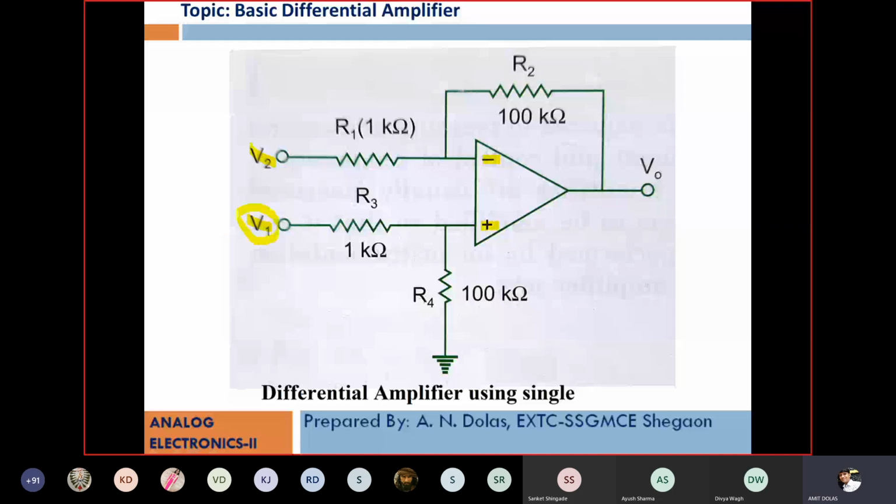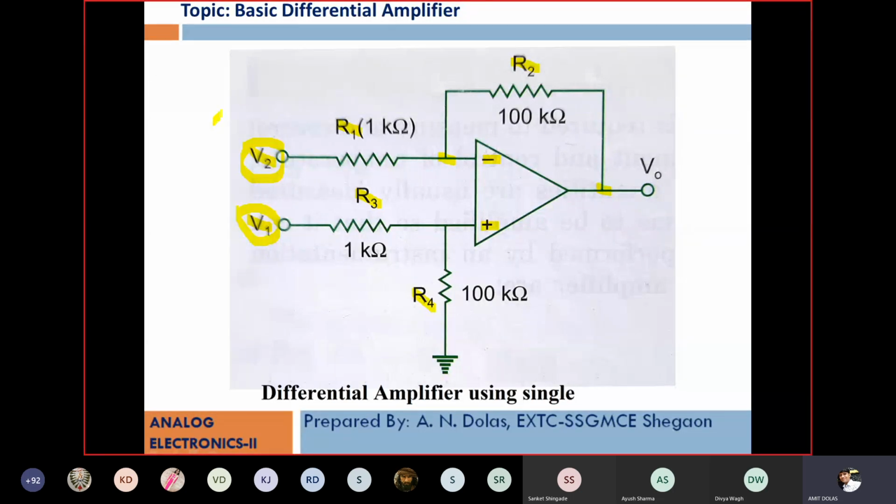Applied voltage to non-inverting minus applied voltage to inverting. Now you can see some values are there. Forget about values right now. There are several resistances, out of which R2 is connected in the feedback, R1 is connected to the inverting terminal, and R3 and R4 are connected to the non-inverting terminal.